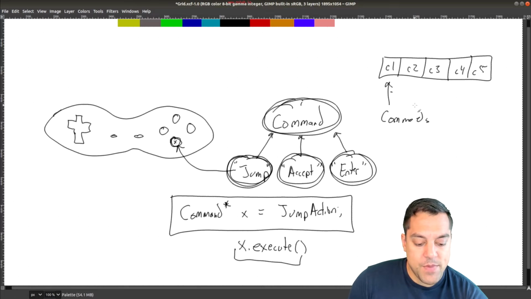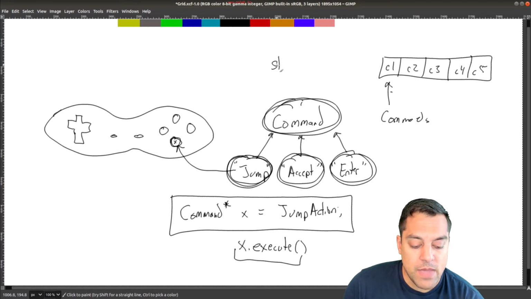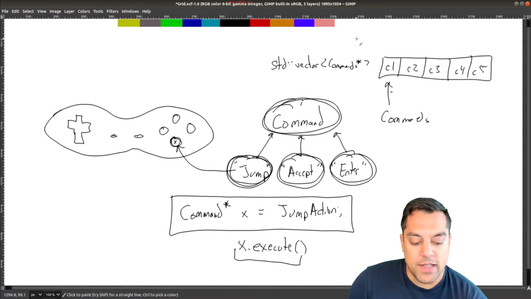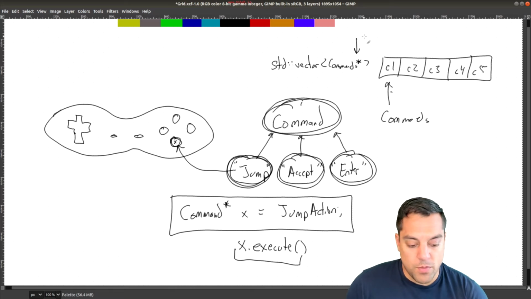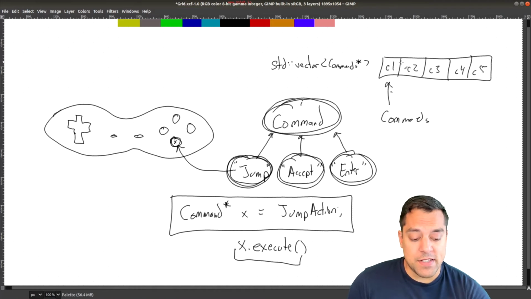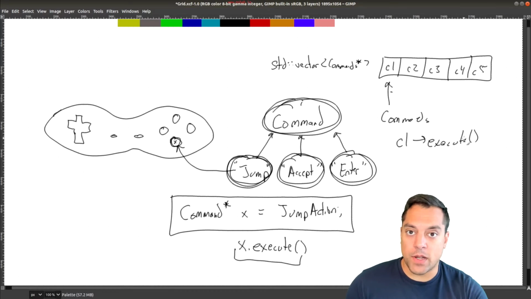Okay, and maybe we have some sort of data structure. Maybe it's a queue, maybe it's a stack. In C++ we like to use vector. So I just have a vector of commands here. Maybe these are pointers or whatever. Again, we probably want to be a little bit careful storing a pointer here, but that's the idea, that we would have each of these commands. Then this would look like C1, call your execute function, and so on.